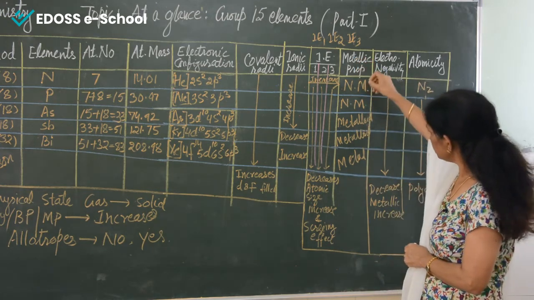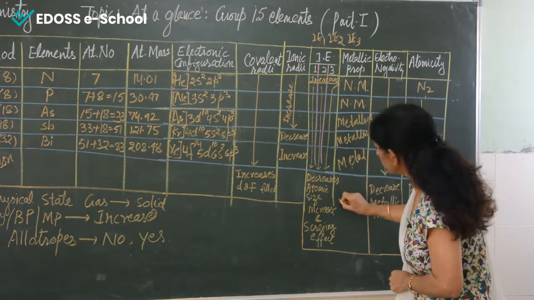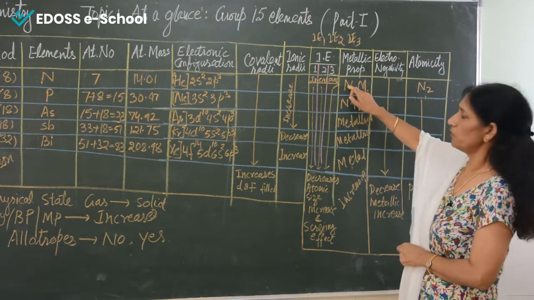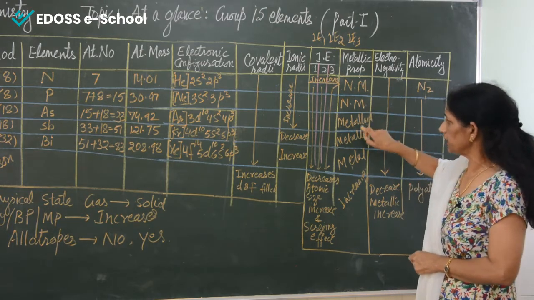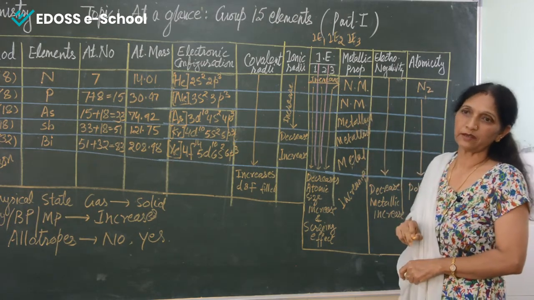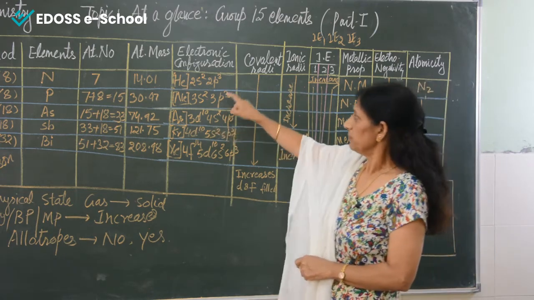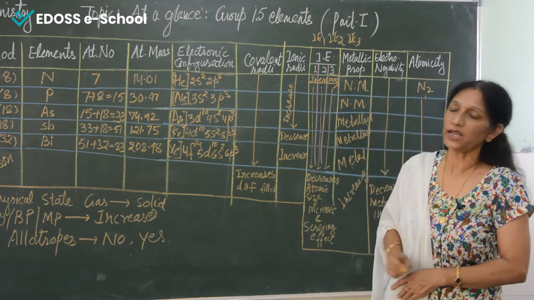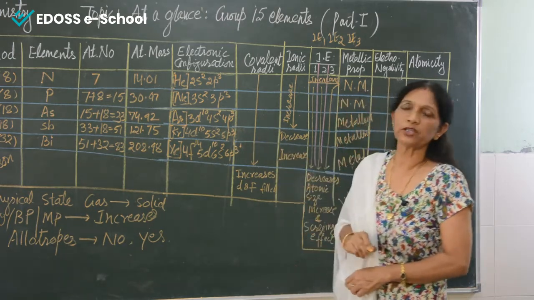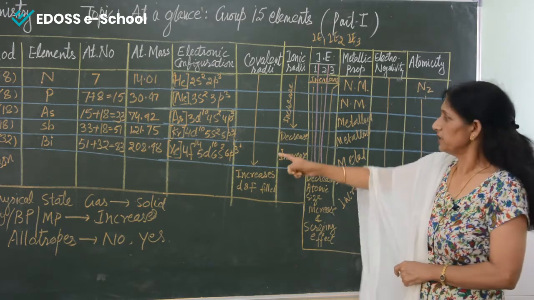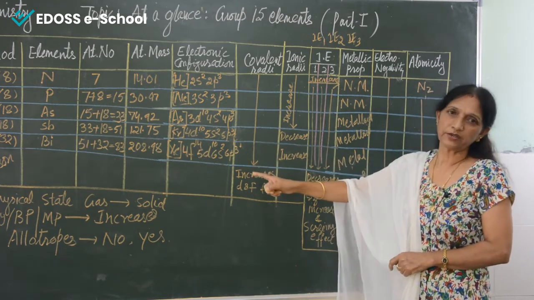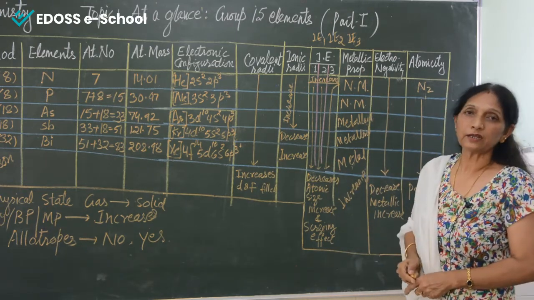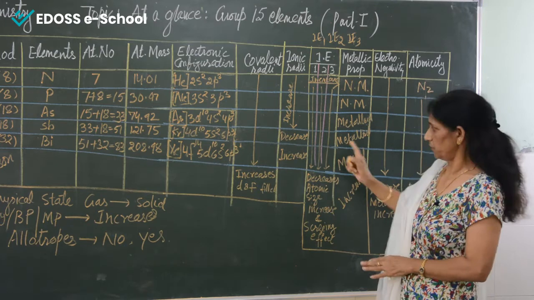Now see what we are saying. As we are moving downward, metallic character is increasing from non-metal to metalloids and from metalloid to metal. Why is it happening? Because as we are moving down, the valence electron is moving far from the nucleus and it is becoming easier for the valence electron to be removed. That means cation formation is increasing. So in this way we can say that the metallic properties are increasing as we are moving down the group.